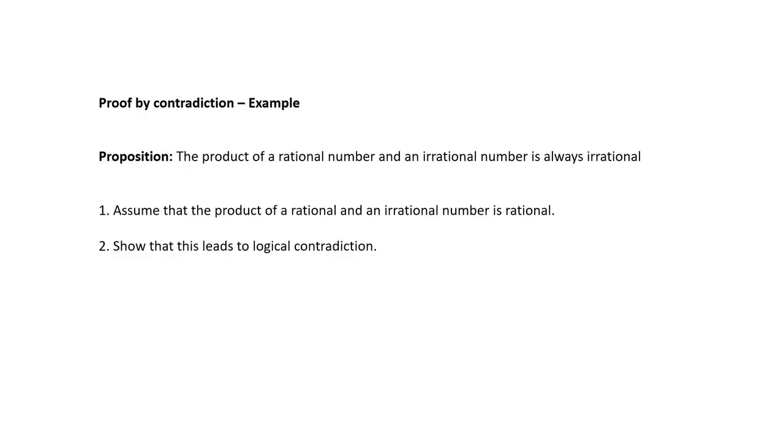In this video we're going to look at an example of the method of proof by contradiction. We start with the proposition: the product of a rational number and an irrational number is always irrational. To prove this, we will prove that if we assume the opposite, i.e. that the product of a rational and irrational number is rational, then this leads to a logical contradiction.